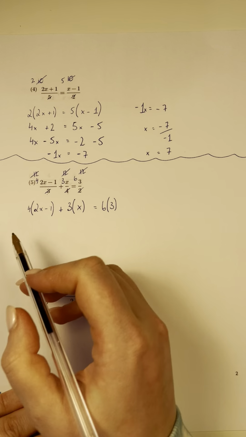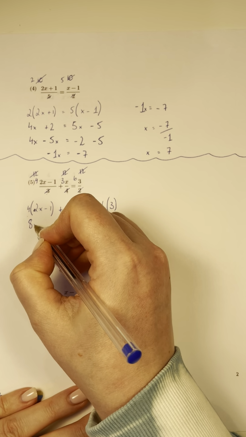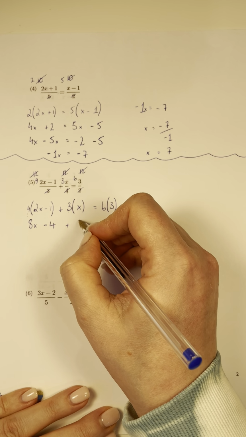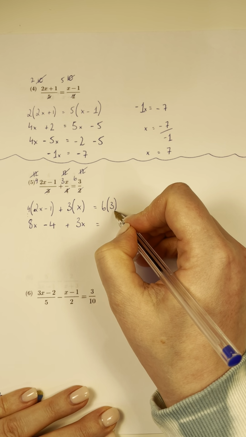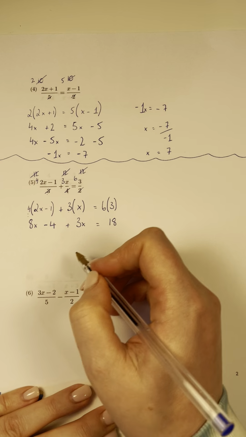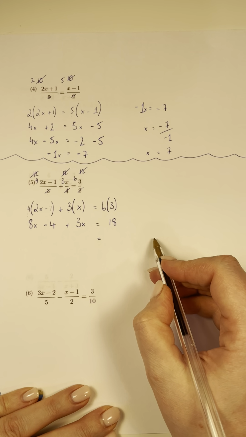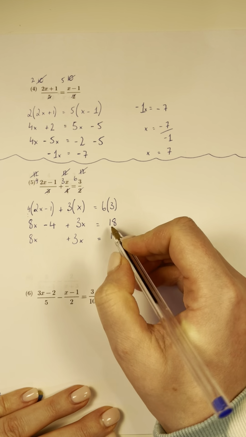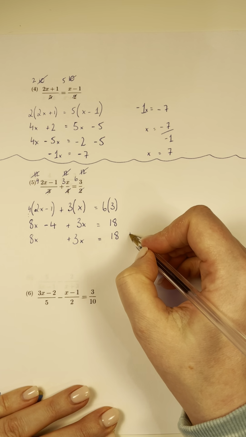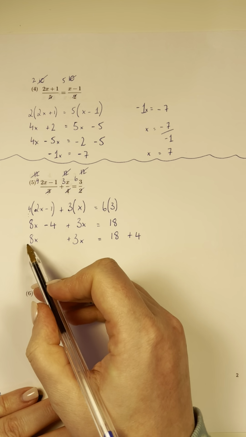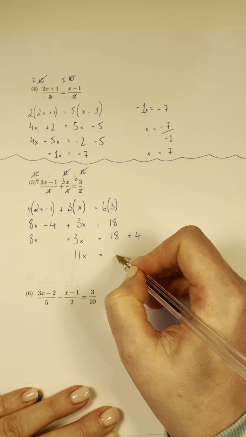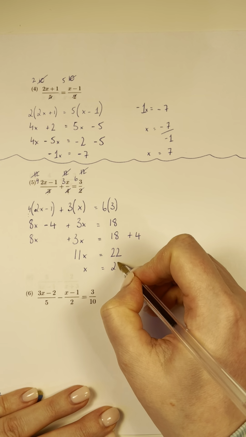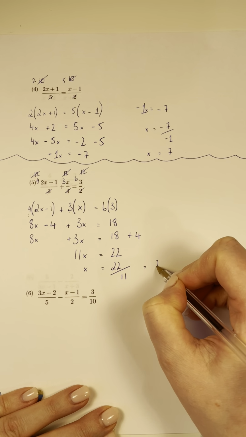And now we're going to times it all out. 4 by 2x is 8x. 4 times minus 1 is minus 4. 3 times x is 3x. 6 times 3 is 18. We would like letters on one side, numbers to the other. So that gives me 8x here, a 3x here, 18. So this minus 4 will travel over and turn to a positive 4. 8x and 3x is 11x. 18 and 4 is 22. You just want x, so that's 22 divided by 11, which is 2.